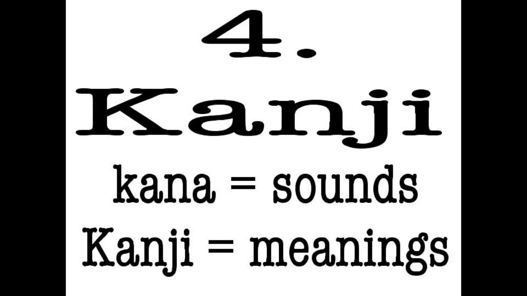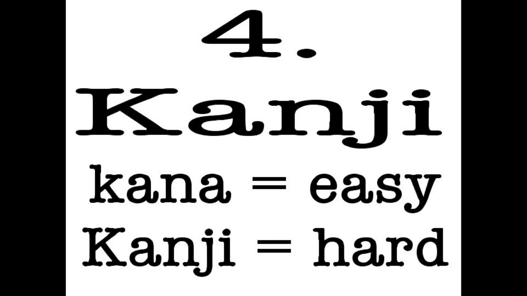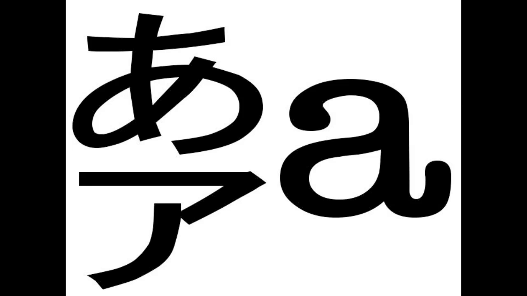Another way to differentiate between the kana and the kanji is simply this. Kana are easy, and kanji are difficult, or hard. What makes kana easy and kanji hard? Well, let me put it this way. When you're dealing with the kana, the hiragana or the katakana, they always make the same sound.